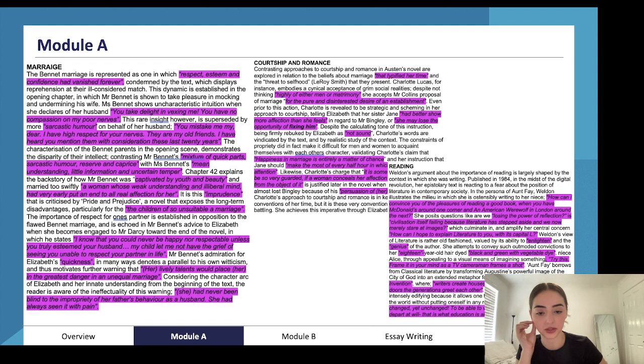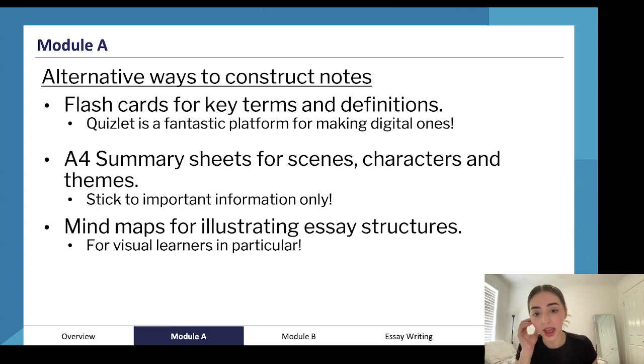All right, other ways to construct notes: flashcards for key terms and definitions. This isn't as important for English Standard or English in general. This is more something you would typically do for biology or legal studies, or really for any subject. In English, it's harder to make flashcards, but I would use them to revise the rubric, okay? We've just spoken about how important it is to know your rubric confidently. So I would suggest making them for the rubric and certainly those buzzwords.